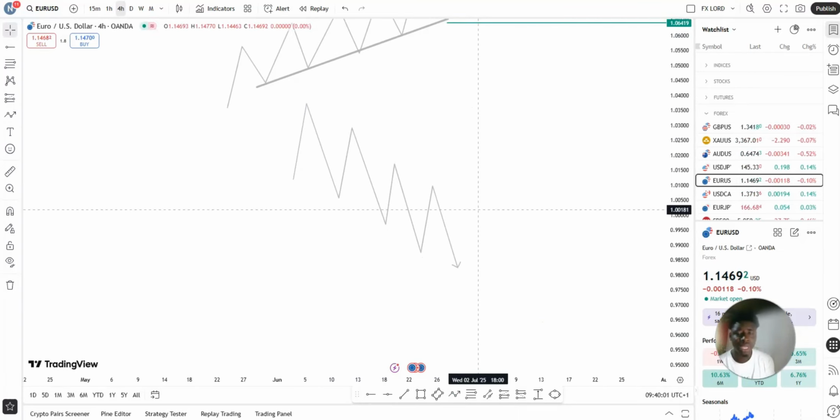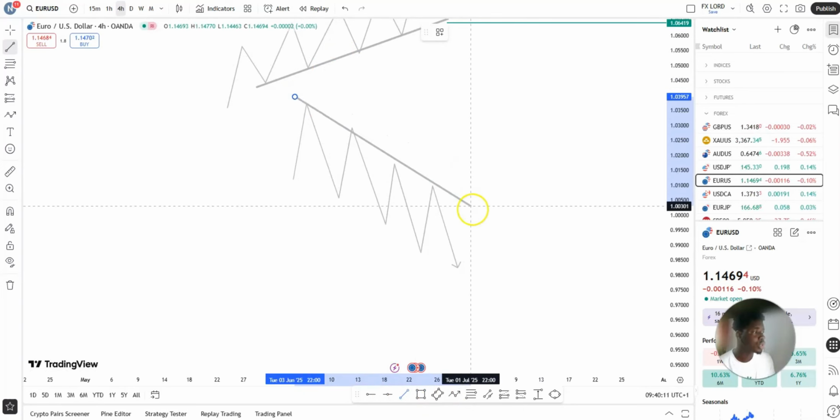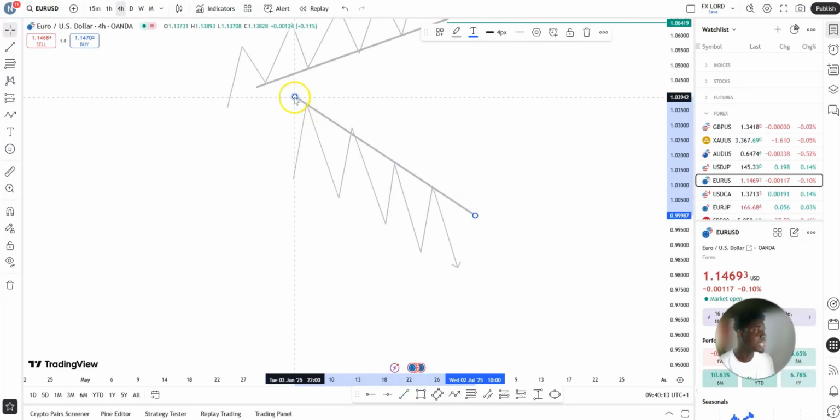This is a bearish market, right? So how do you want to trade this? Same thing we did for the bullish market. You want to bring out your trend line, and you want to draw it at the top.